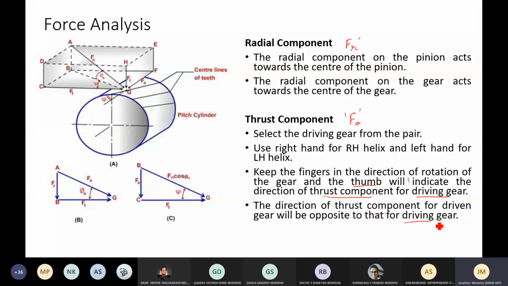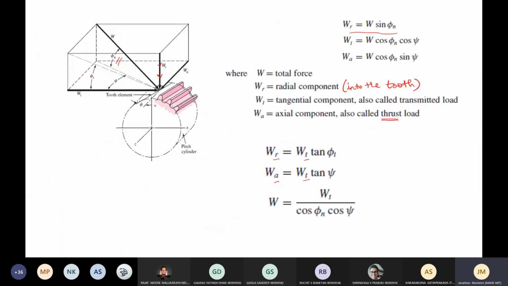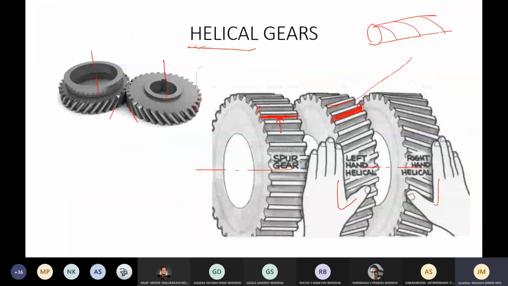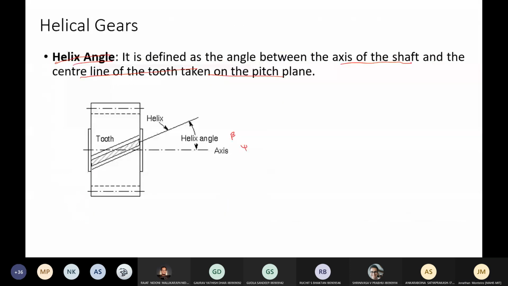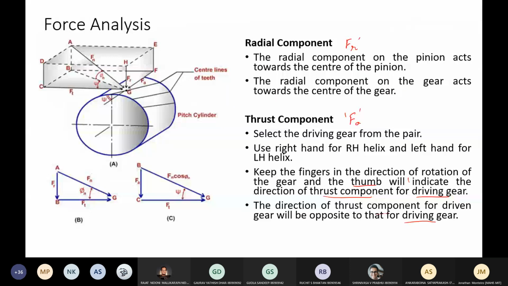So let me go back to the first initial figure. Let me compare that. Yeah, this thumb will be the direction of the driving gear. So this is the direction of thumb, indicating the direction of the axial thrust for driving gear, opposite to that for driven gear. Similarly here, if it is the right hand, then this is the direction of the thrust for driving gear, opposite to driven gear. You can just make a note. I'll just give you a minute.